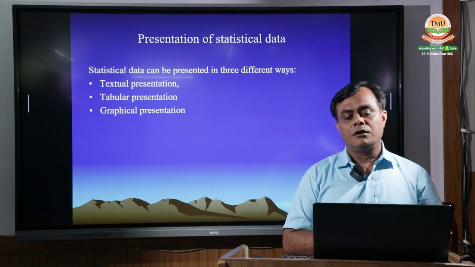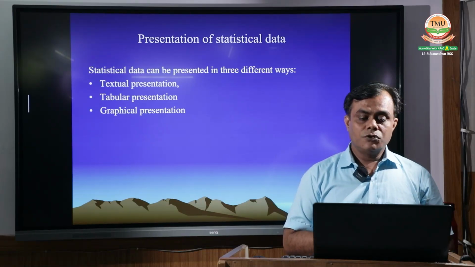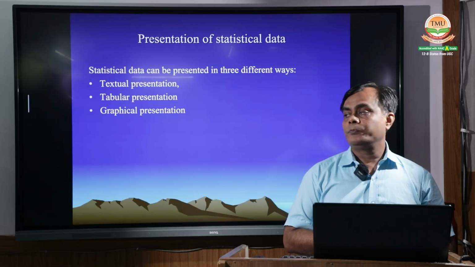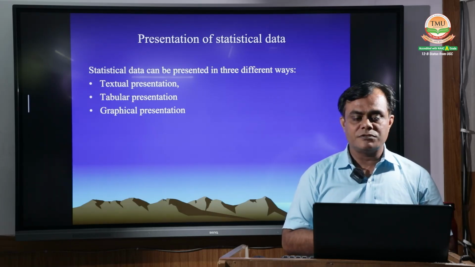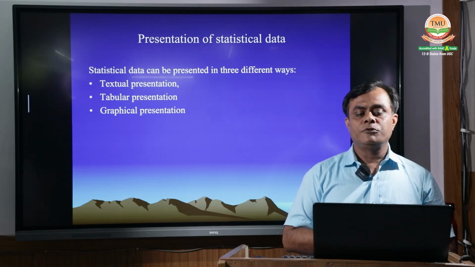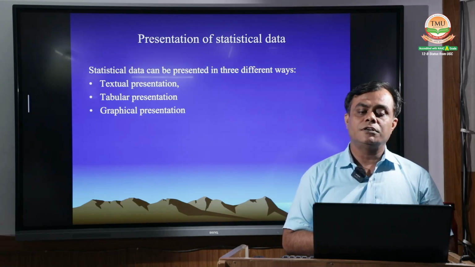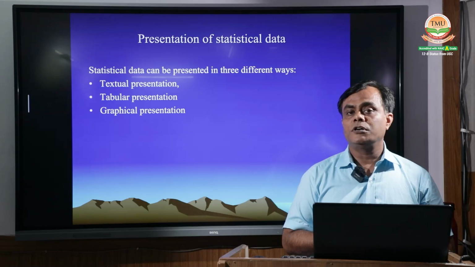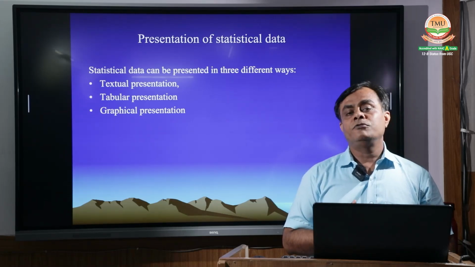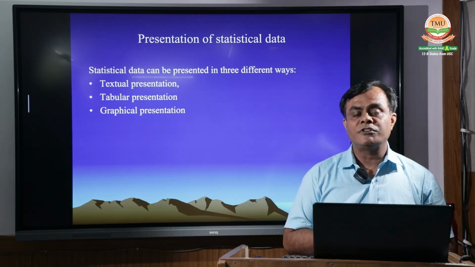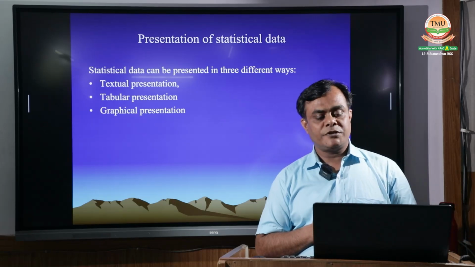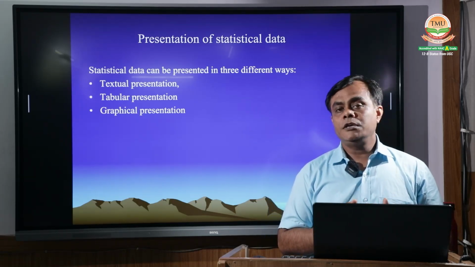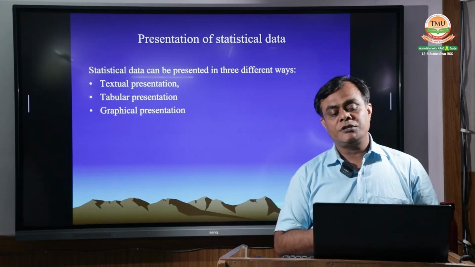Now, presentation of statistical data. When we are going to present data, we have to present it by various means. First, we can present data in textual presentation. Next, we can present data in table format, which is called tabular presentation, or in a graph or picture format, which is called graphical presentation. So there are three modes of presentation of data.